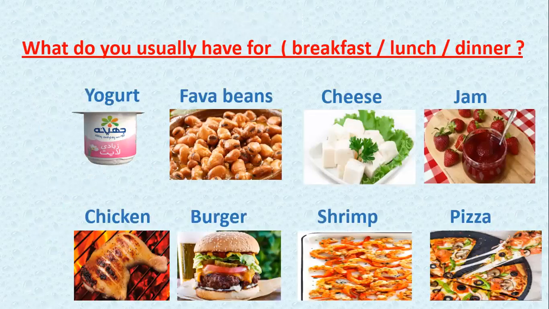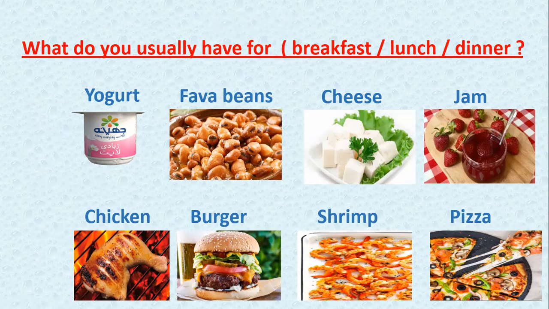Okay. Now we have a question here. What do you usually have for? And then when you ask, for example, what do you eat at any time, for example, what do you have for breakfast, lunch, or dinner? We have here, for example, yogurt, fava beans, cheese, and jam. We usually have here in Egypt for breakfast or even dinner.